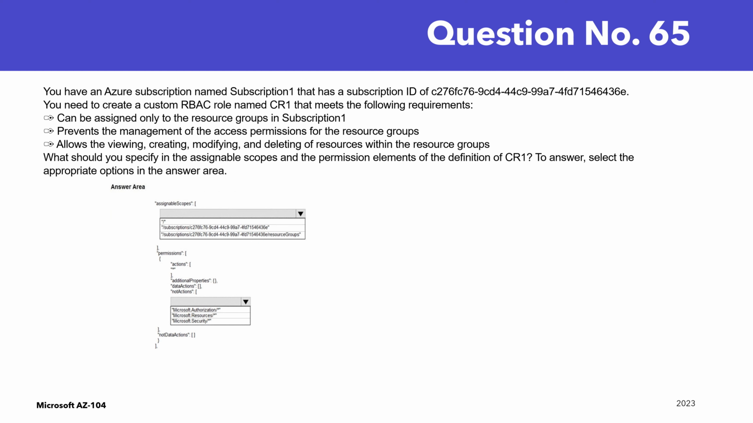You have an Azure subscription named Subscription 1 that has a subscription ID of C276FC76-9C4-44C9-99A7-4FD715464336E. You need to create a custom RBAC role named CR1 that meets the following requirements. Can be assigned only to the resource groups in Subscription 1, prevents the management of the access permissions for the resource groups, allows the viewing, creating, modifying, and deleting of resources within the resource groups. What should you specify in the assignable scopes and the permission elements of the definition of CR1? To answer, select the appropriate options in the answer area.